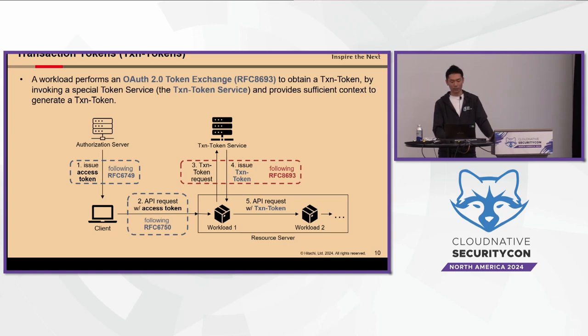To describe from the overall picture of the previous slide, first, the authorization server issues an access token by following RFC 6749, and then the client performs an API request with the access token by following RFC 6750, and then workload 1 performs a transaction token request, and the transaction token service issues a transaction token by following RFC 8693. Finally, workload 1 performs an API request with a transaction token.